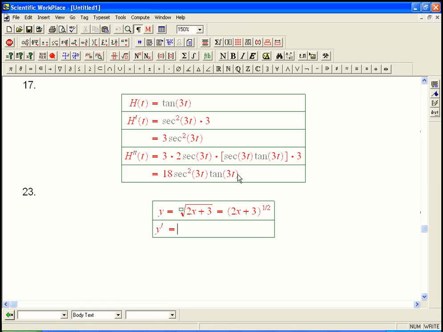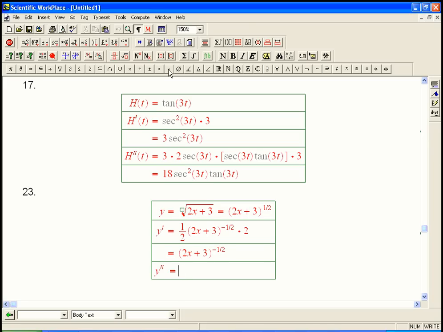y prime, okay, so it's something to the 1/2, so that's 1/2 times that very thing to the minus 1/2 times 2, because the derivative of 2x plus 3 is 2. And that simplifies nicely. That's 2x plus 3 to the minus 1/2.